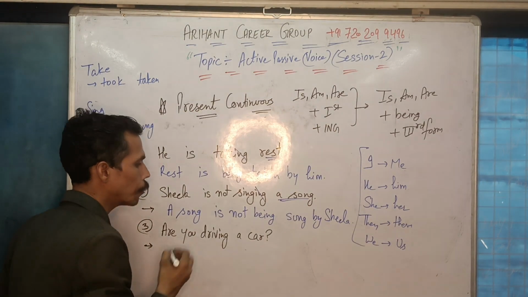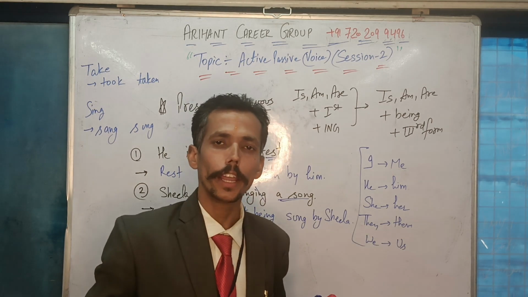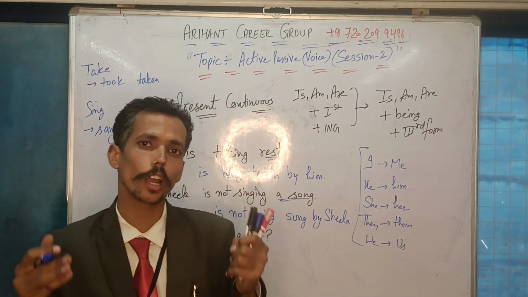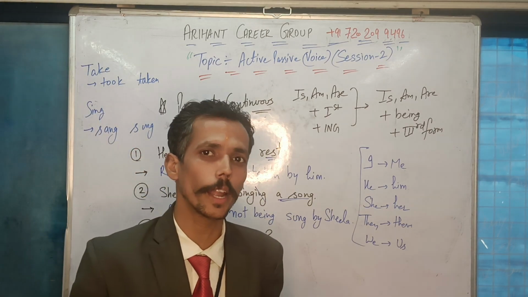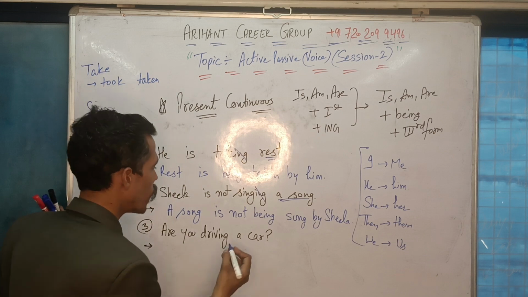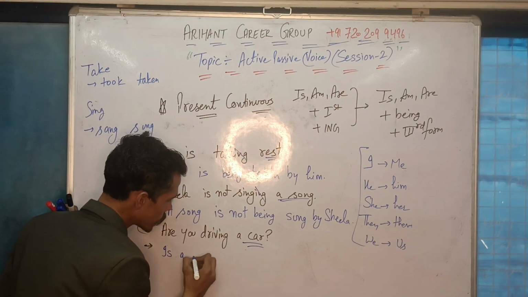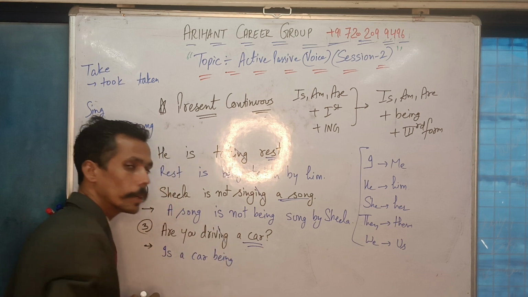Next question is, are you driving a car? That means this is an interrogative situation. In an interrogative question, my helping verb should also come at the beginning of the sentence, because again I need to put a question mark at the end of my answer. Okay, so a car means it is singular. I will say: is a car being. Ing will be converted to being.